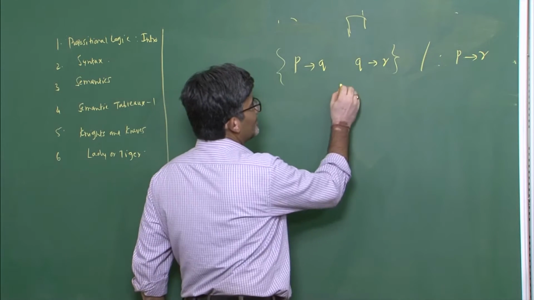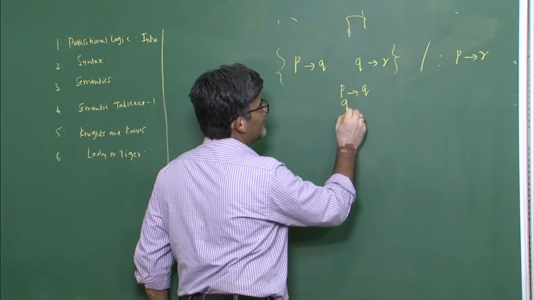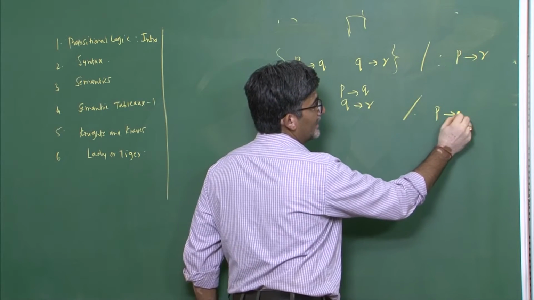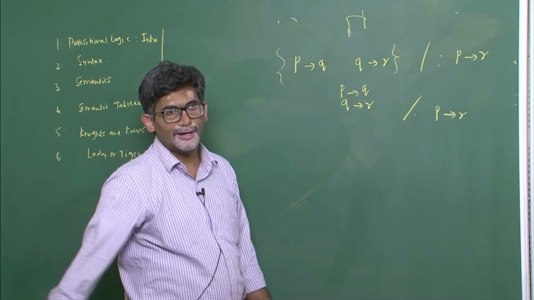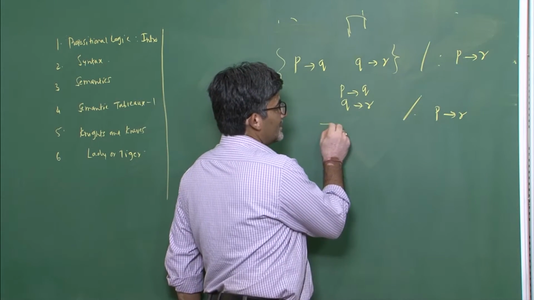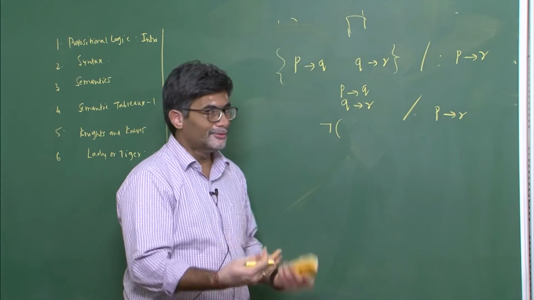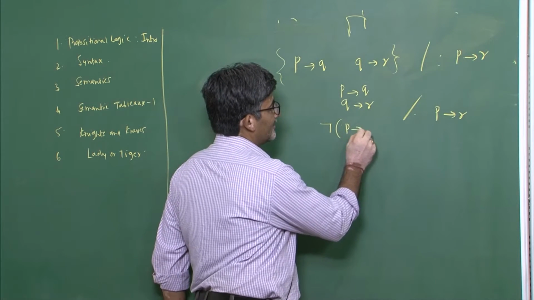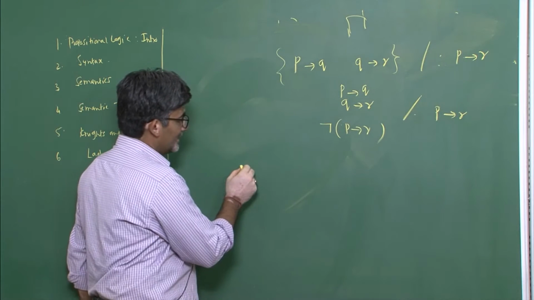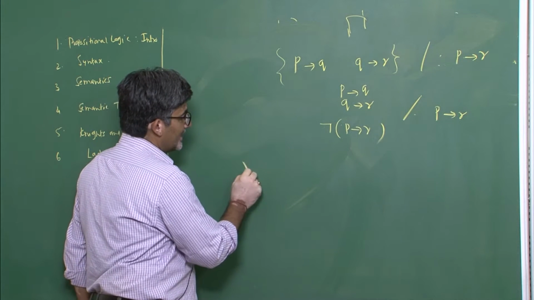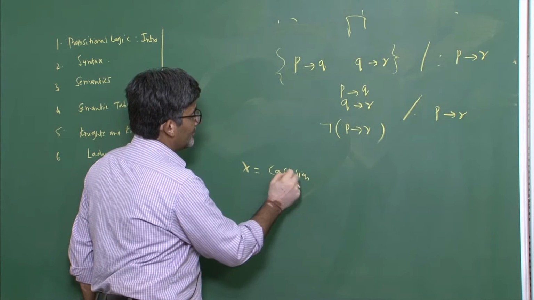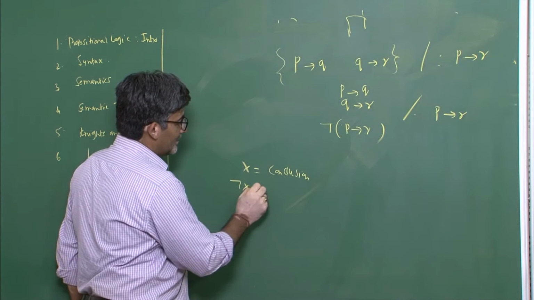The first thing you do is list out all the premises first, and then separated by a line, you have the conclusion: P implies R. Now the first step in the semantic tableaux method is that you deny the conclusion. Ideally speaking, X is considered to be your conclusion. Now you are denying the conclusion.